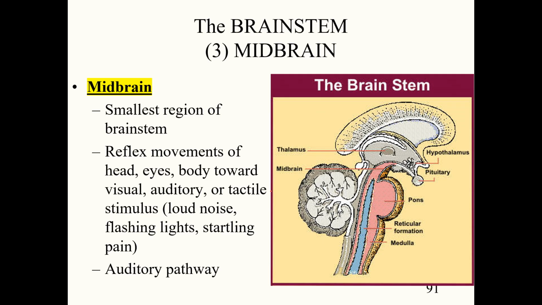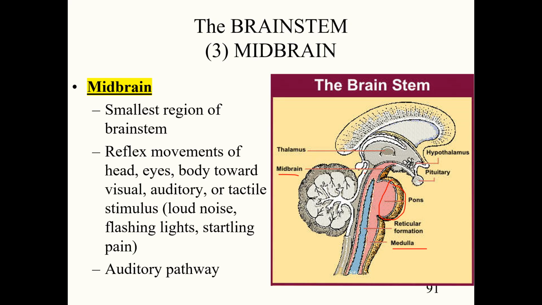Midbrain is a little bit harder to spot. If you know where your pons is, that big bulge, the midbrain is going to be above the pons, where the medulla will be below the pons. So identify your pons. Above it is the midbrain, below it is the medulla. It is the smallest region of the brainstem. It doesn't really have much of a shape. It's hard to say it looks like this, because to me it doesn't look like anything. It's involved in reflex movements of the head, eyes, and body towards visual, auditory, or tactile stimulus.